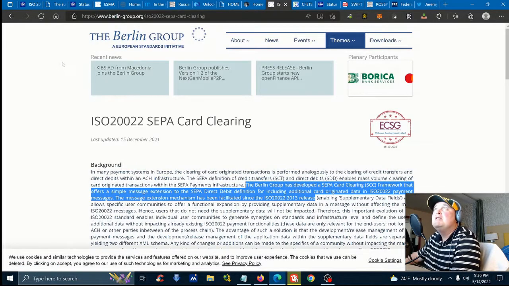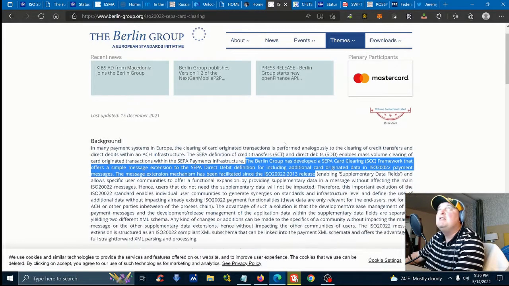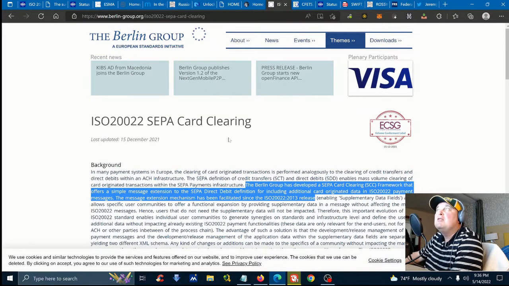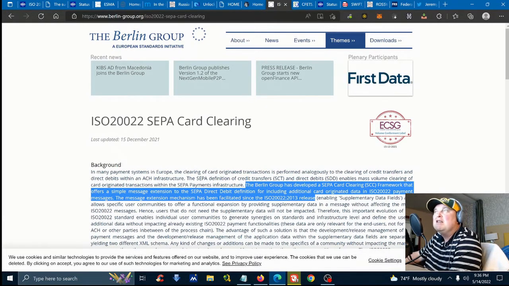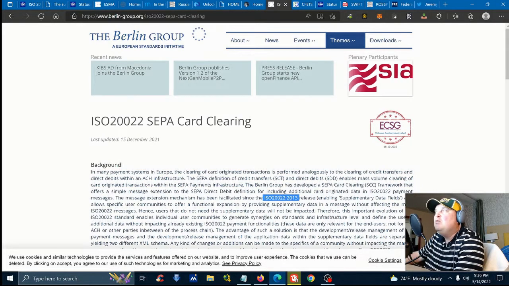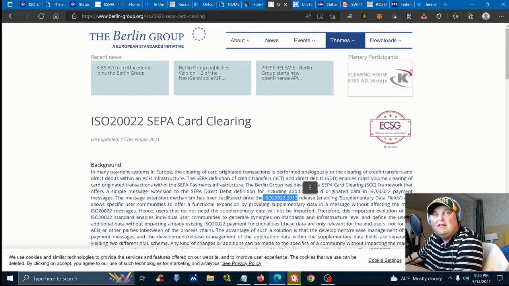Berlin Group, a European Standards Initiative. This is what I found interesting here. ISO 20022 SEPA card clearing. This little line right here. The Berlin Group has developed a SEPA card clearing SCC framework that offers a simple message extension to the SEPA direct definition for including additional card originated data in ISO 20022 payment messages. The message extension mechanism has been facilitated since the ISO 20022 2013 release. The ISO 20022 2013 release.